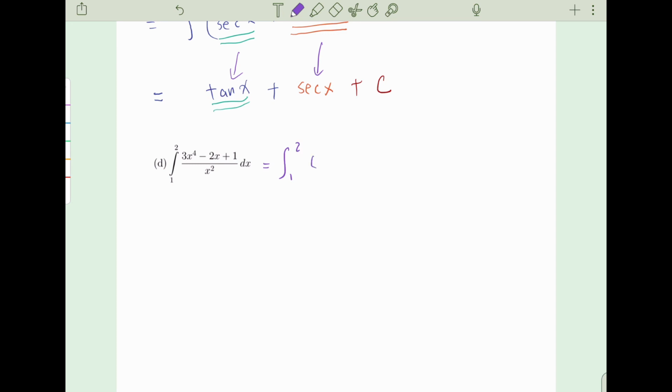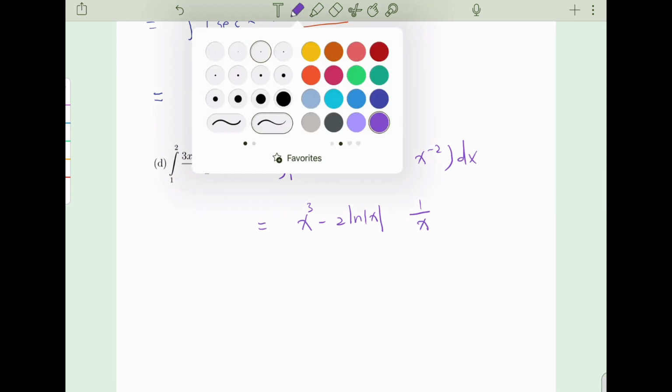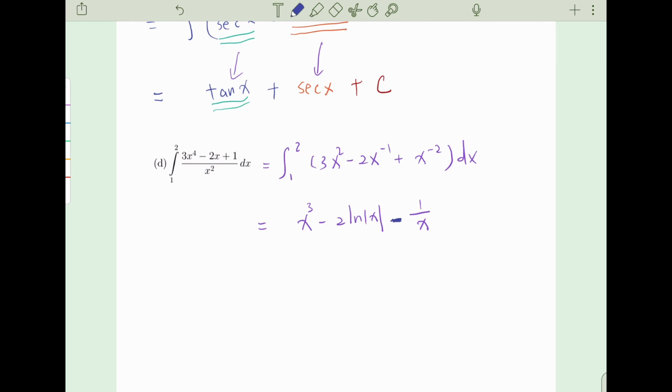So firstly, simplify the expression. That becomes 3x squared minus 2x to the minus 1, plus x to the minus 2, dx. Now from the formula, the first term is going to be x cubed. The second term is going to be 2 ln of absolute value of x, straight from the formula. And the third term is going to be 1 over x, and notice that this sign is negative.